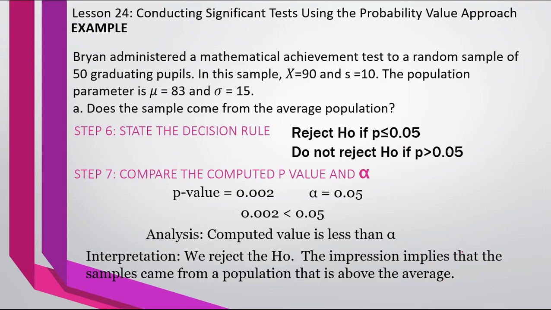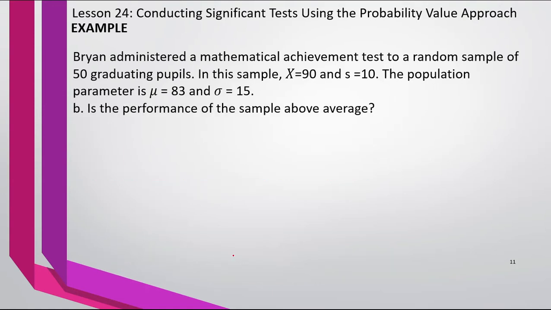The implication is that the samples came from a population that is above average. Ayan. So, ibig sabihin, yung 50 samples daw ay hindi galing sa average, kundi sa iba, maaaring above the average. Ayan. Kuha ba? Ayan, very good. Now, tapos na tayo sa una.